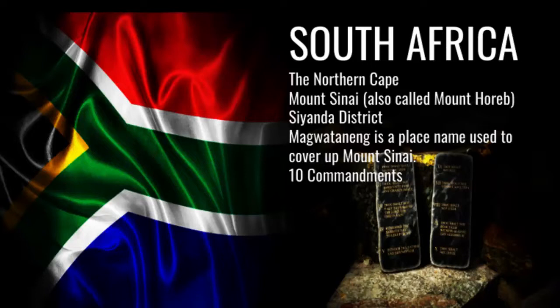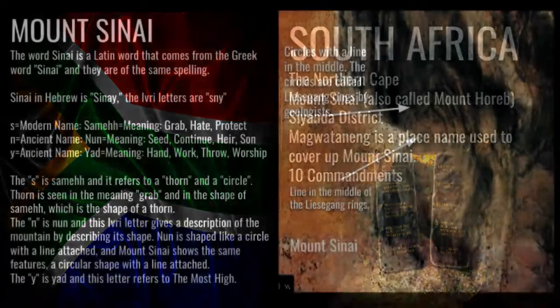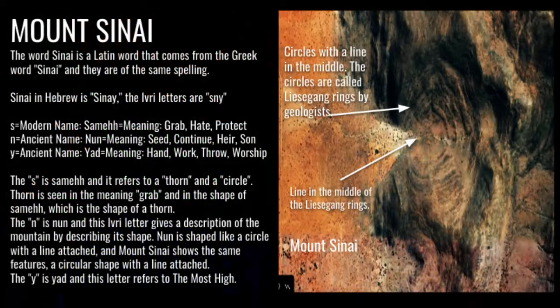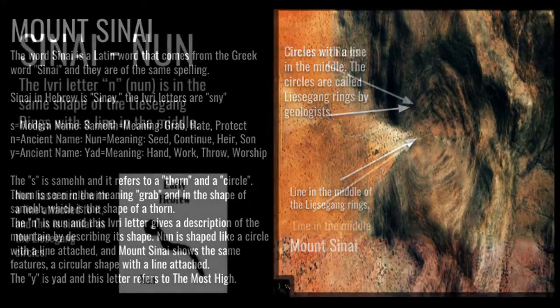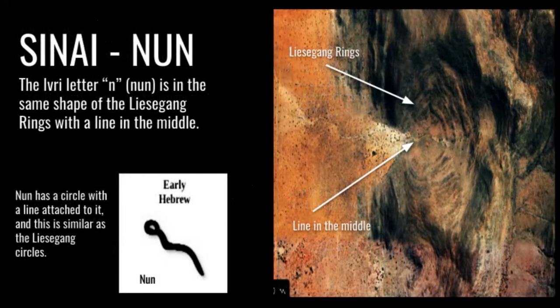And the Ivri language is used to give a description of this mountain. There's something in the mountain that fits the shape of the Ivri letters. And the shape of the letter Nun fits a feature, a characteristic of Mount Sinai. And that characteristic is the Liesegang rings. These large circles, there are many of them, large circles in Mount Sinai. And these circles have a line in the middle.